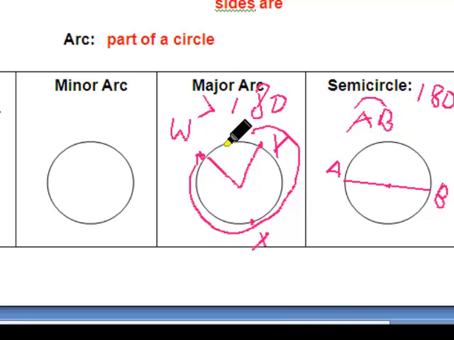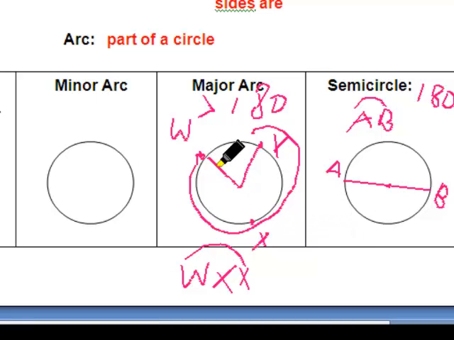Because if I just told you arc WY, we're going to go the shortest distance, which would be that little bitty one. So this would be named arc WXY, and we would put the little symbol up above it. Just pretend that's a symbol.